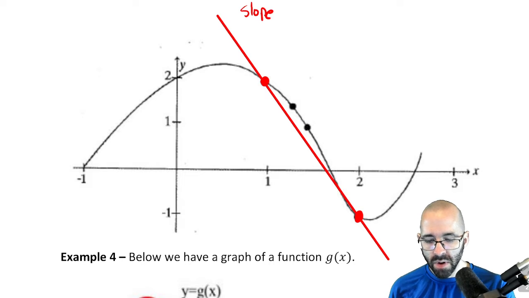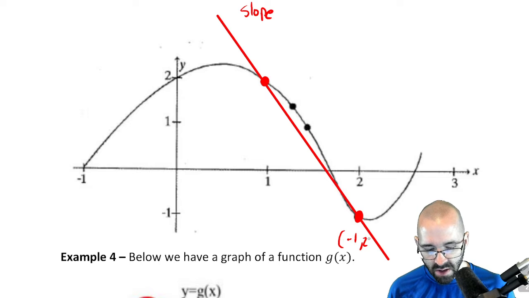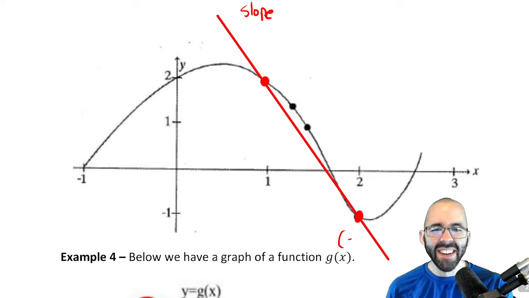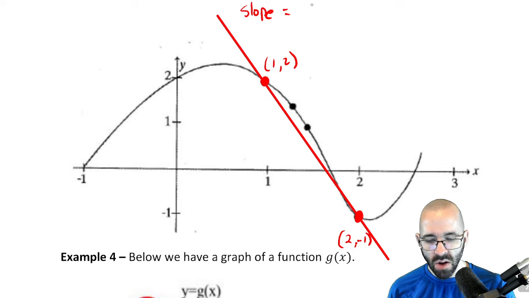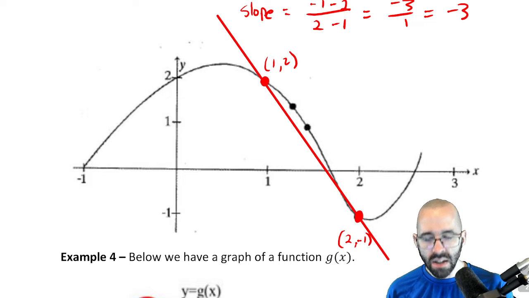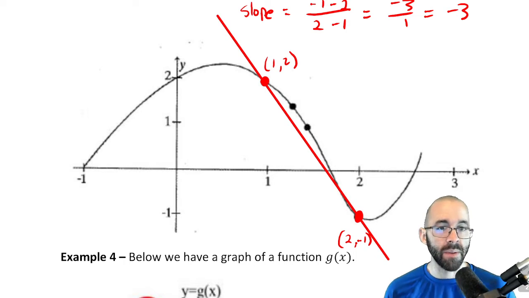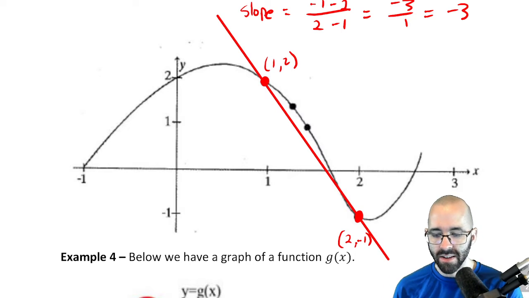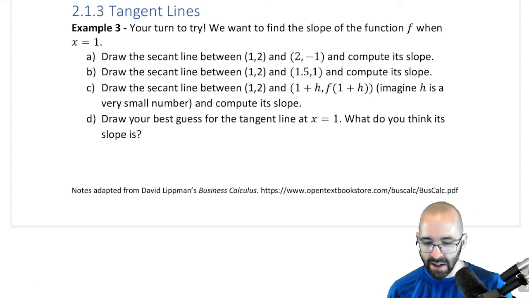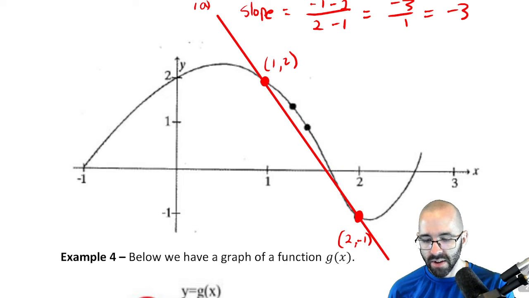So this red slope, well, that's just going to be the change in y. So y2, right? This is the point, sorry, no, it's not. It's the point (2, -1). This is the point (1, 2). So the slope is y2 minus y1 over x2 minus x1, which is -3. The slope of this red line is -3. Great. So that is the slope of a secant line. Hopefully you got that.